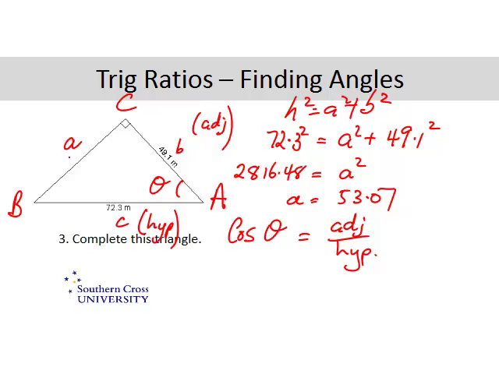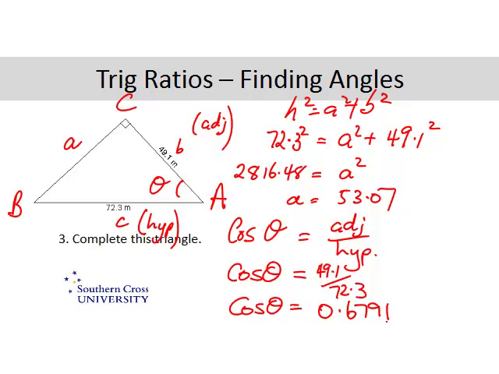We may have made a mistake, or we may have rounded, or we may have done something calculating A. So I wouldn't use A to go and work out the angle in case there's an inaccuracy or a mistake in it. So that's why I've used cos. And cos theta is equal to 49.1 divided by 72.3. So cos theta is equal to 0.6791. And I've gone to 4 decimal places there.